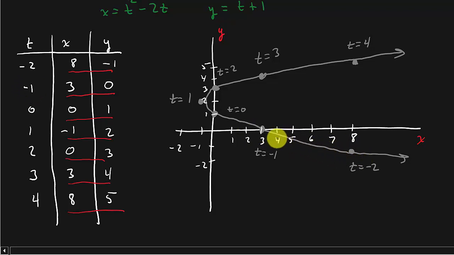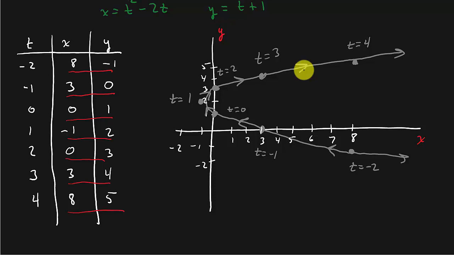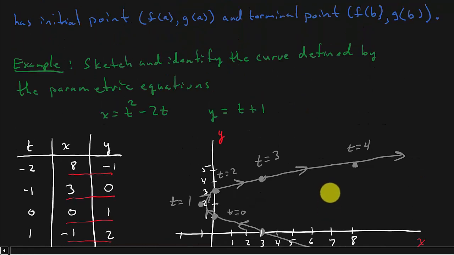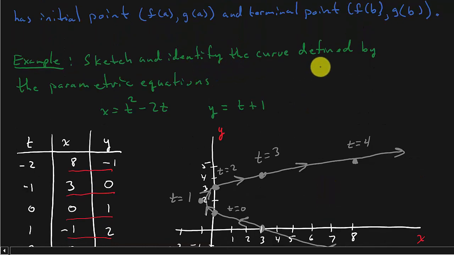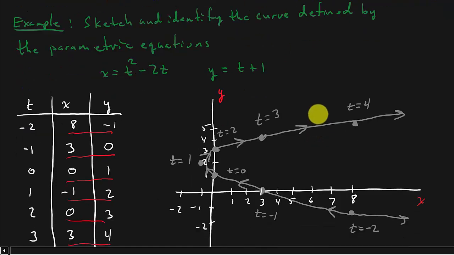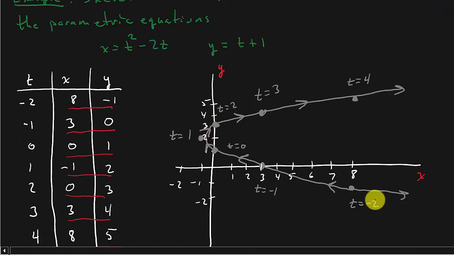And then when we go to t equals 0, there's that point. You follow the direction that the points are going, so you label that with arrows, and that tells you the direction. All right, and so that's the graph. And then the other thing that they said is sketch and identify the curve defined by the parametric equations. So we can see this is a parabola.